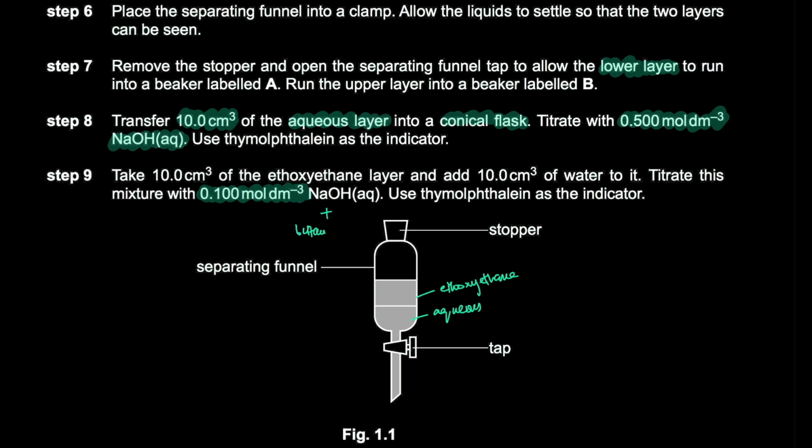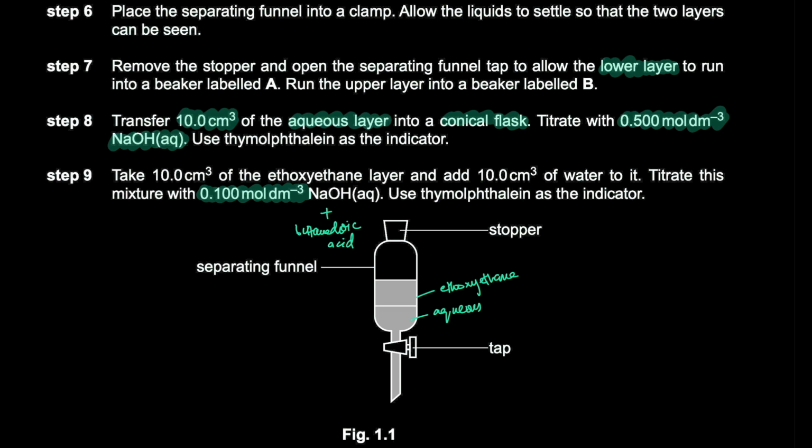We have butane dioic acid. In order for the sodium hydroxide to react with the butane dioic acid, the butane dioic acid has to be in its aqueous form, right? The reason we're adding water is that we have aqueous sodium hydroxide, and since the sodium hydroxide is dissolved in water, it won't mix with the ethoxyethane. So you won't be able to react the sodium hydroxide with butane dioic acid.